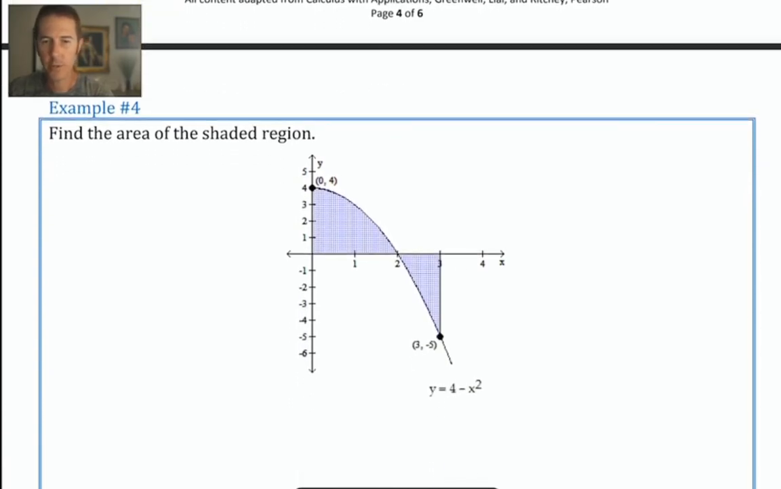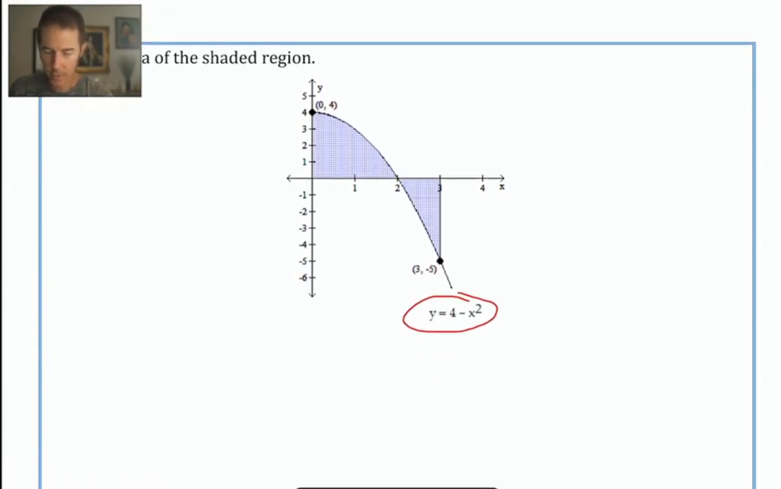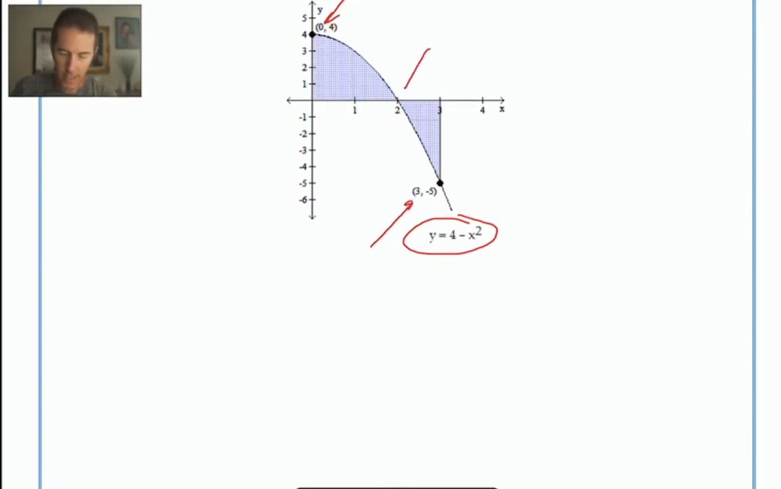Find the area of the shaded region. Okay, so here is our function, 4 minus x squared. We're evaluating from an x value of 0 to an x value of 3. Notice the x-intercept, the point where our graph crosses the x-axis. So I'm going to say that the integral from 0 to 3, those are x values now, of the function 4 minus x squared is equal to the integral from 0 to 2, so I'm just focusing, well, I'll draw it in a second.